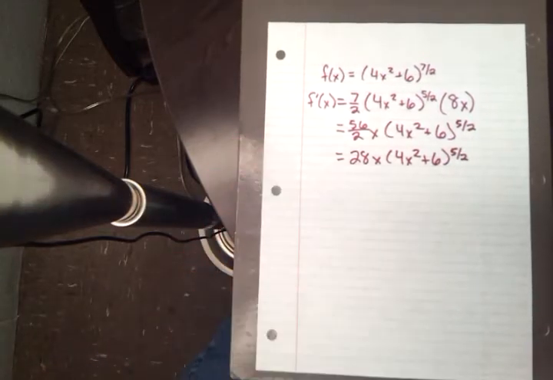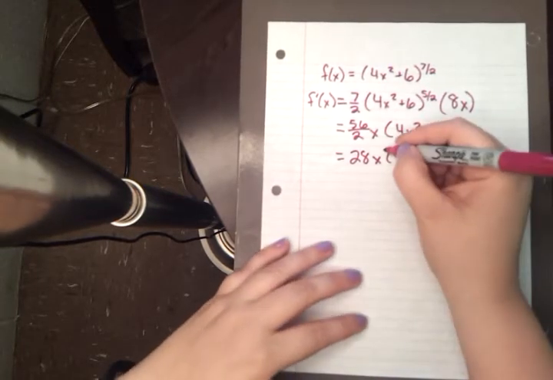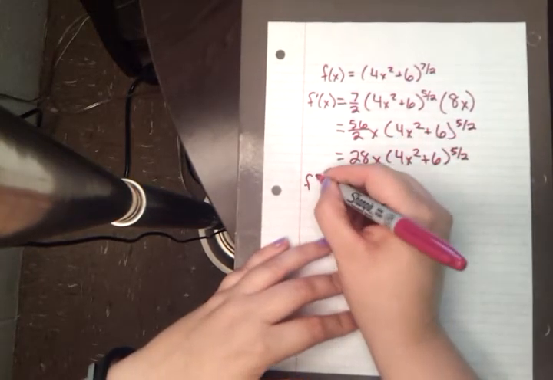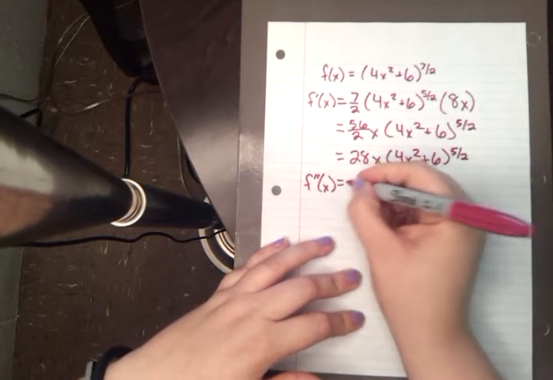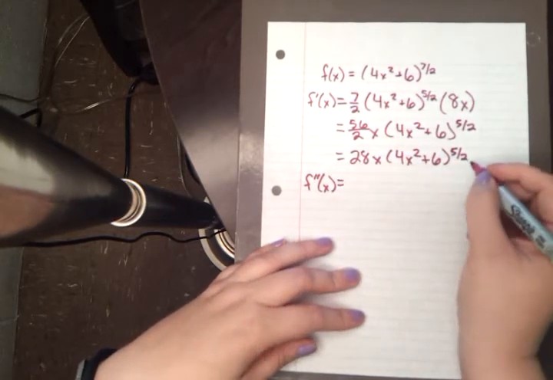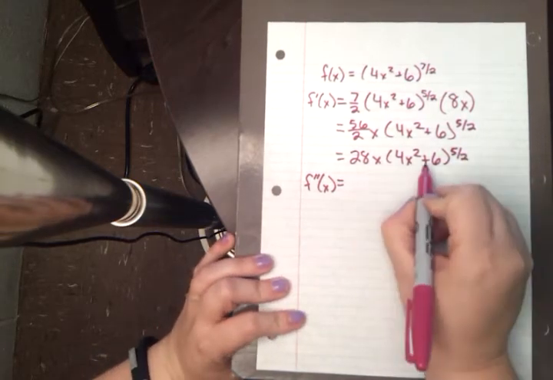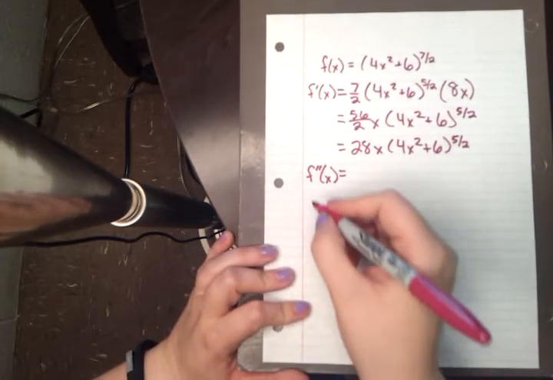Okay, so that's my f prime of x. I simplified it because now I need to find the second derivative. So I'm going to have to take the derivative of this guy. And now that I've got it in this format, I can just use the product rule. I'm multiplying a function times a function. Let's use the product rule.